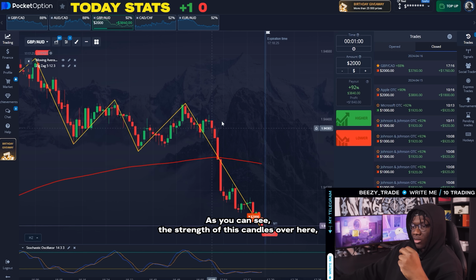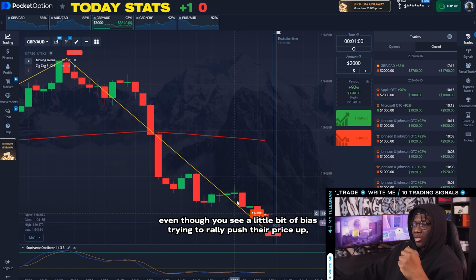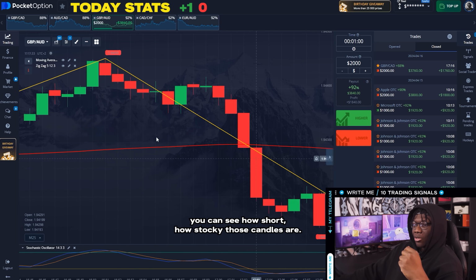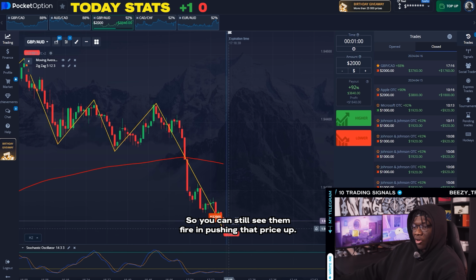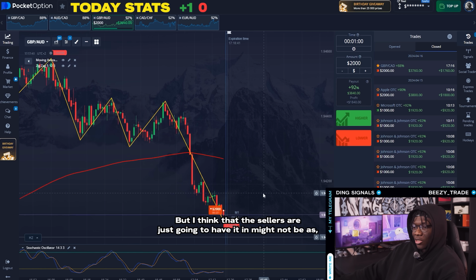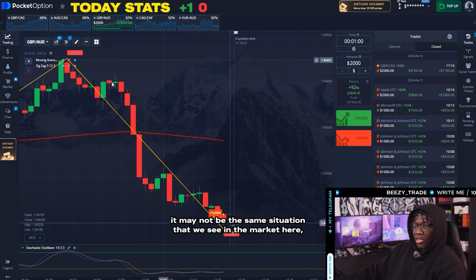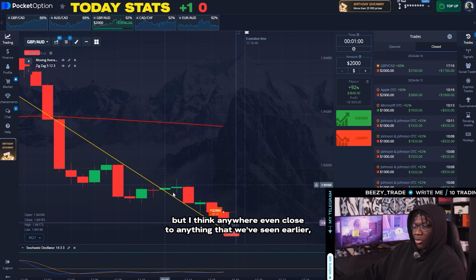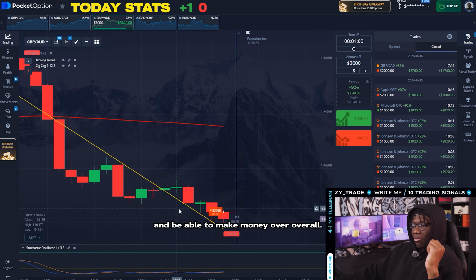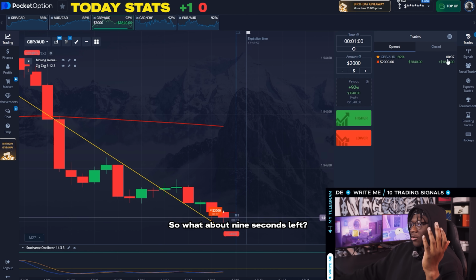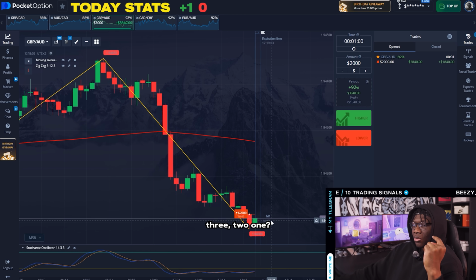As you can see, the strength of these candles over here, even though you see a little bit of buyers trying to rally and push that price up, you can see how short and stocky those candles are, and it doesn't really help us in this situation. You can still see them fight and push that price up, but I think the sellers are just going to have it. It might not be the same situation that we've seen earlier, but I think we're still going to be able to take profit on that and make money over it. So with about 9 seconds left, 6, 5, 4, 3, 2, 1.